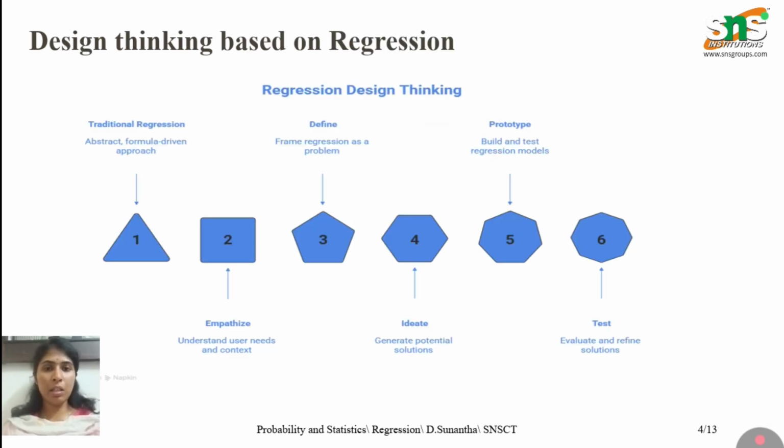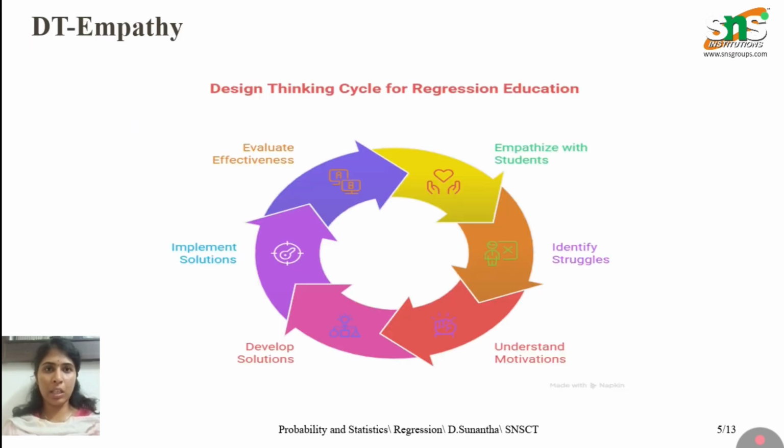Here is the design thinking based regression. Traditional regression is an abstract, formula driven approach. Next, in the empathize part, user needs are identified. Next, it is framed into a problem. Next, the potential solution is generated. Next, based on that we build a model. Next, the evaluation is done in the testing process.